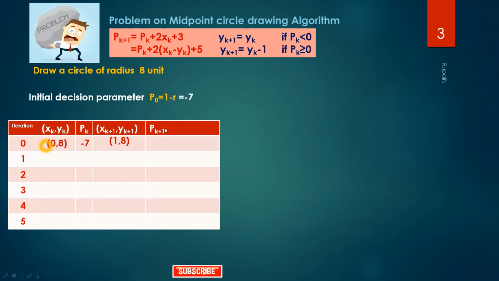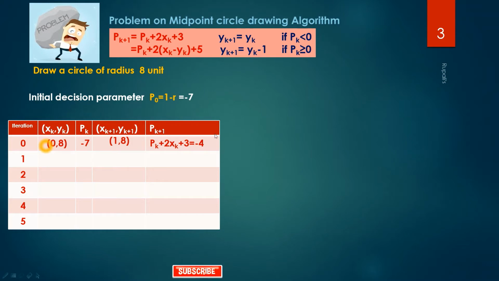So, calculate the next pk plus 1 value. What is the value of pk now? Minus 7. Which case? First case. So, the next decision parameter value is pk plus 2xk plus 3. We calculate and get the value. The xk value is 0 and we already calculated the value of pk. So, we get minus 4.